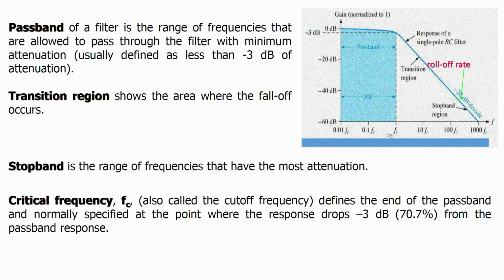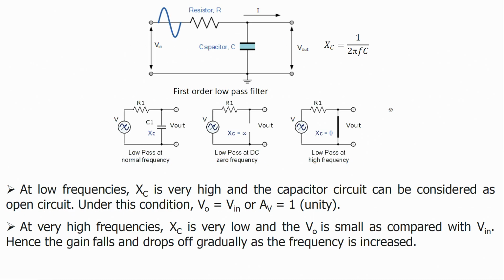Finally, there is a critical frequency Fc, also called the cutoff frequency, as I have just described in the last slide. It defines the end of the pass band and is normally specified as the point where the response drops to minus 3 dB, or 70.7% of the pass band response. So, that is your critical frequency Fc.